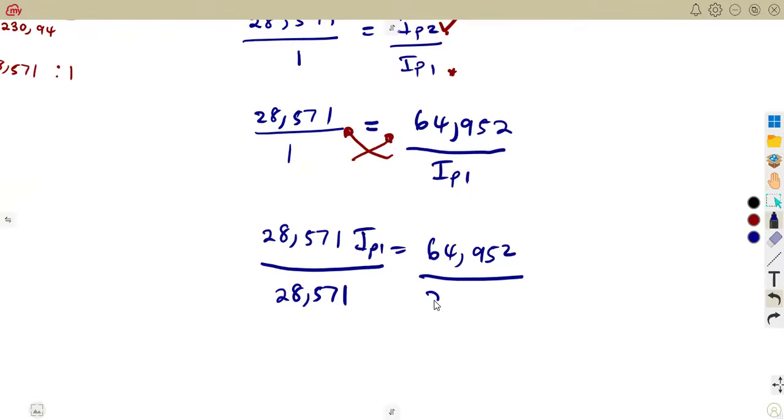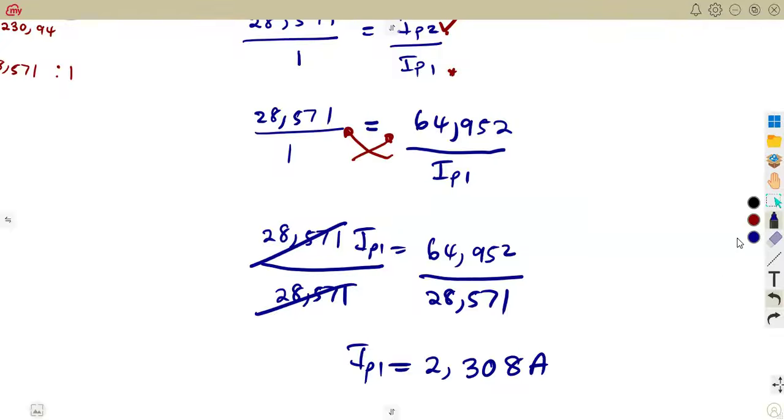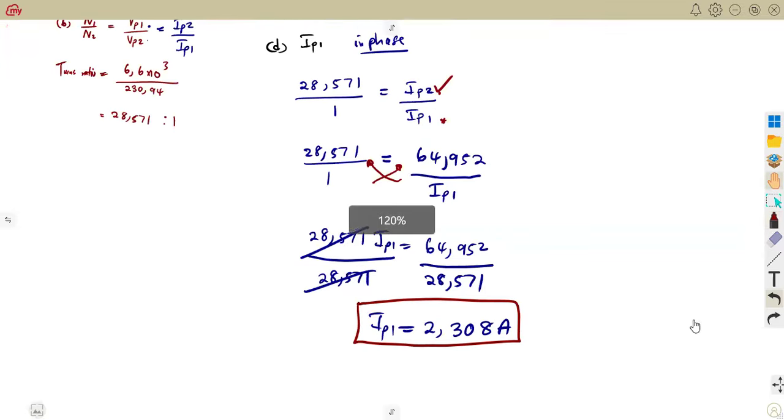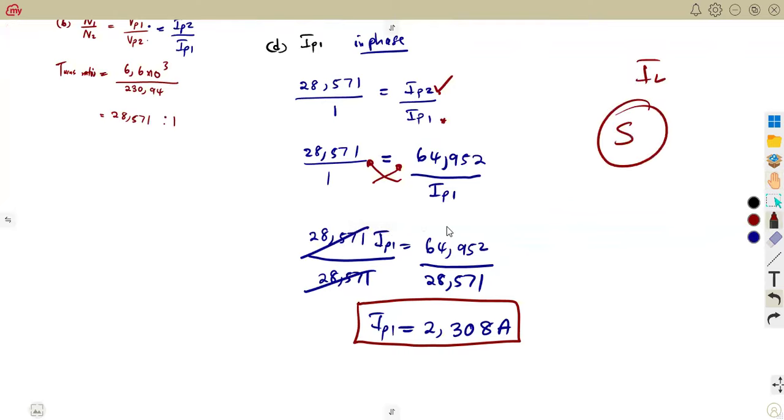28,571 divided by 28,571. That gives you the phase current of the primary side, which is 2,308 amperes. So with this, we have got our answer. They wanted you to avoid that other formula, but we could have used it. But from that, we are going to calculate the line current.